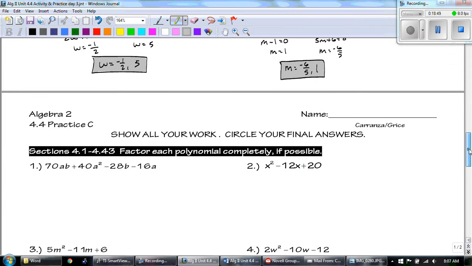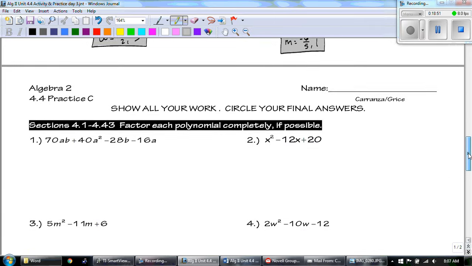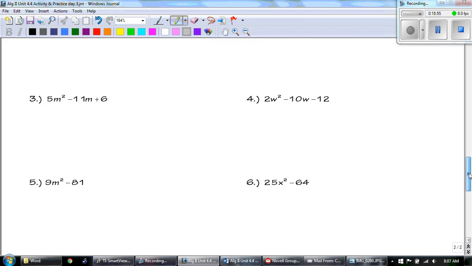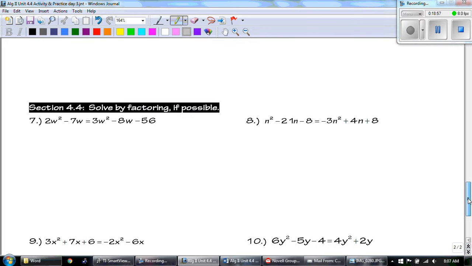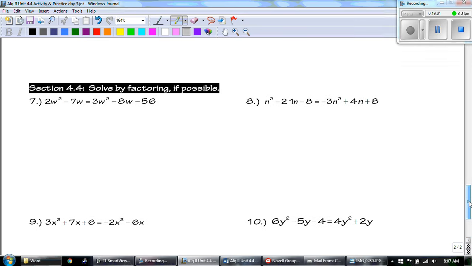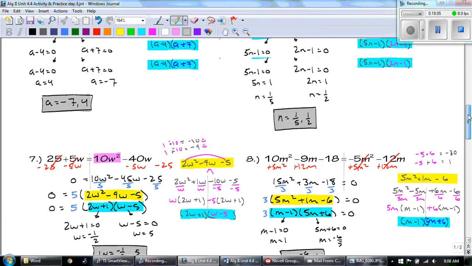Now your homework is 4.4 practice C. Remember to factor completely. 1 through 6 you're just factoring, and then 7 through 10 you're solving. How do I know that you're solving? There's an equal sign. Okay.